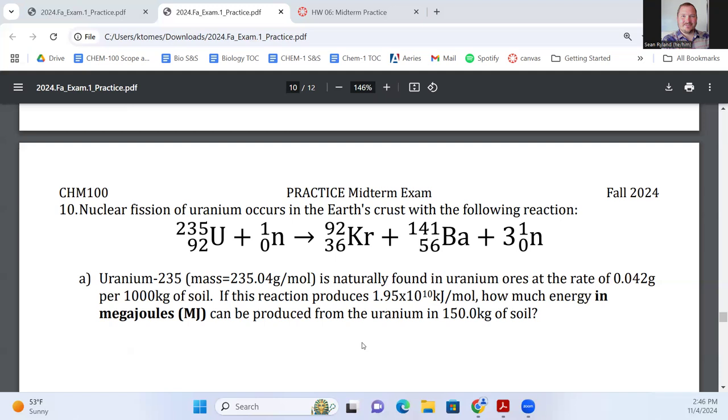What is 10 to the 8? Yeah, big number, 100 million times. 100 million times more energy per mole in a nuclear reaction than just simply burning octane.